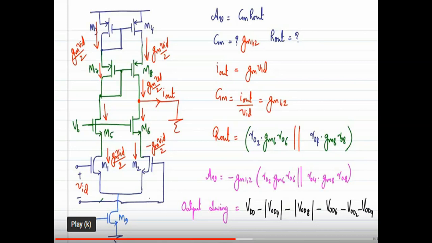So we found the voltage gain, so we found the gain of the single-ended telescopic op-amp and also the output swing of the single-ended telescopic op-amp. Okay.